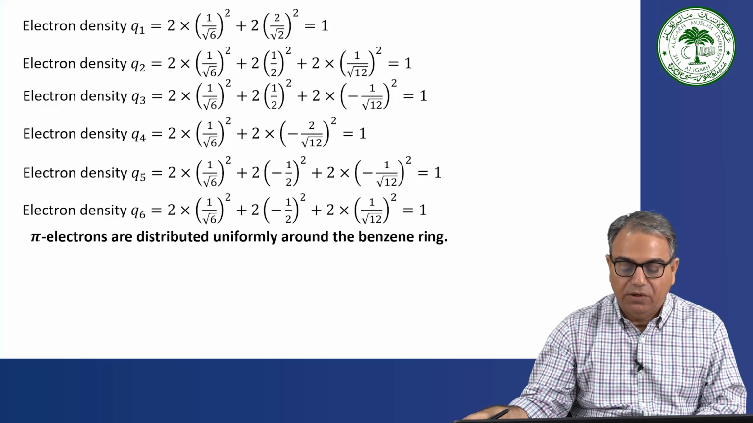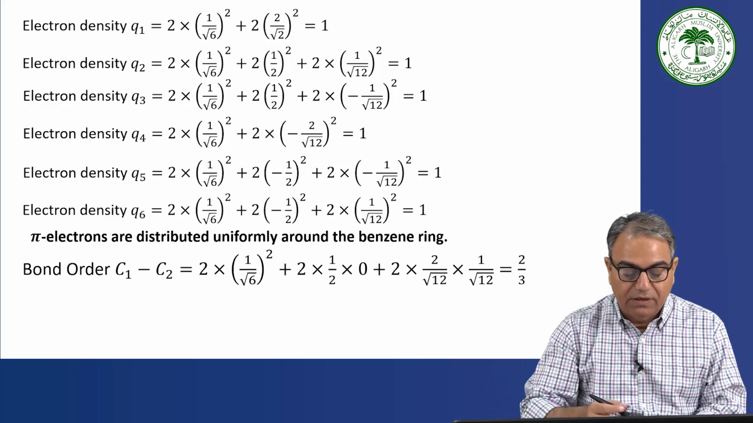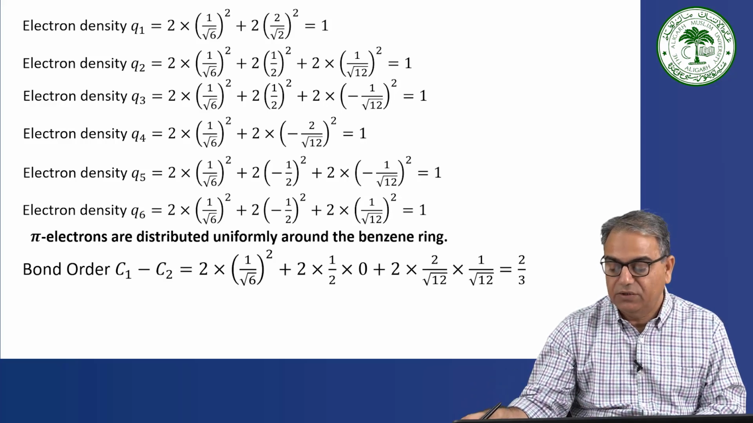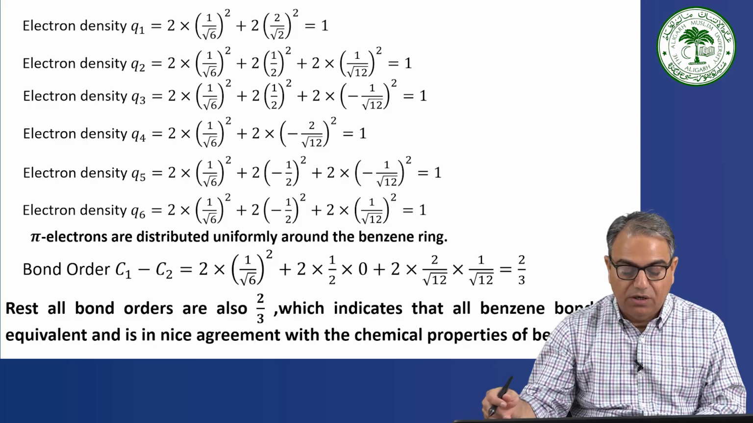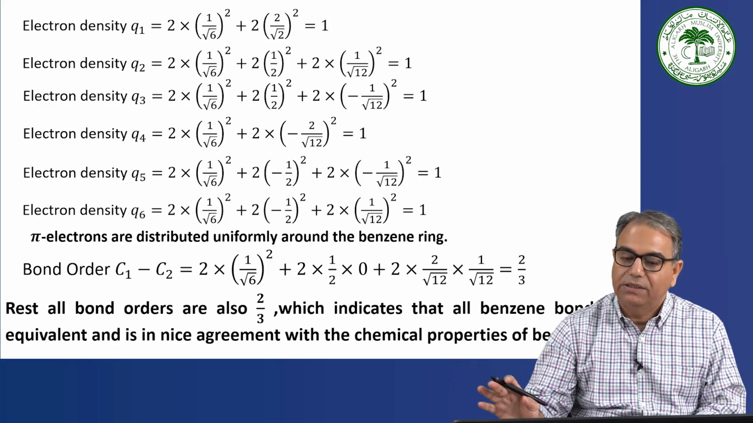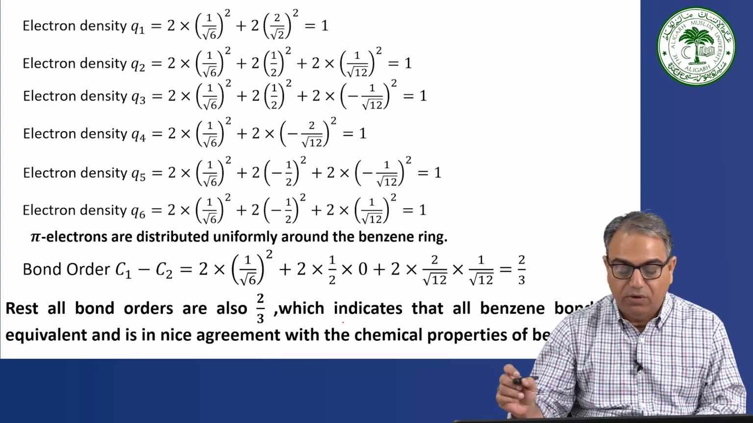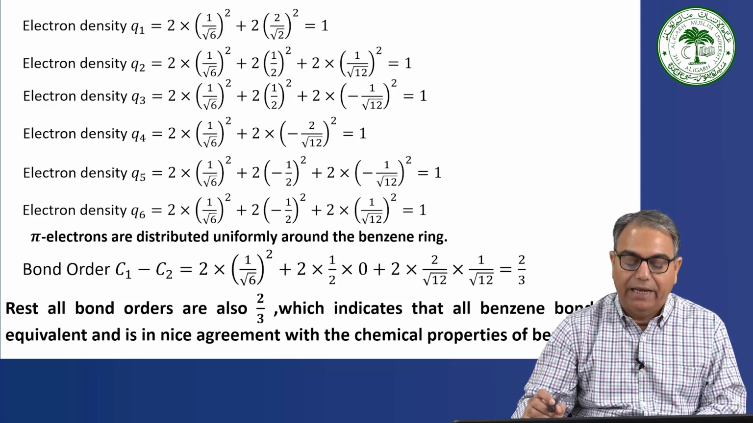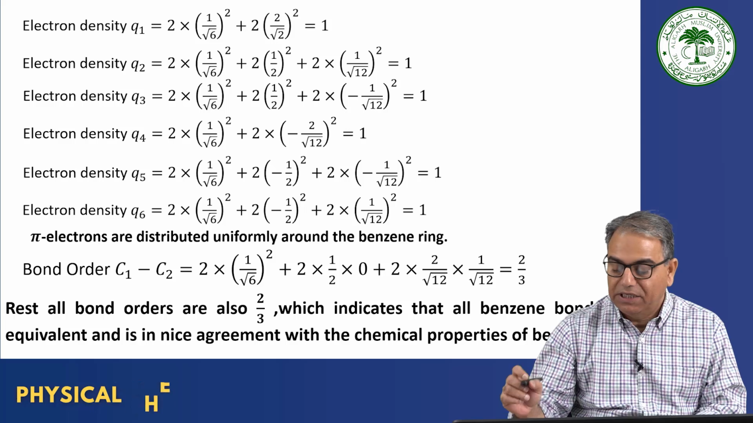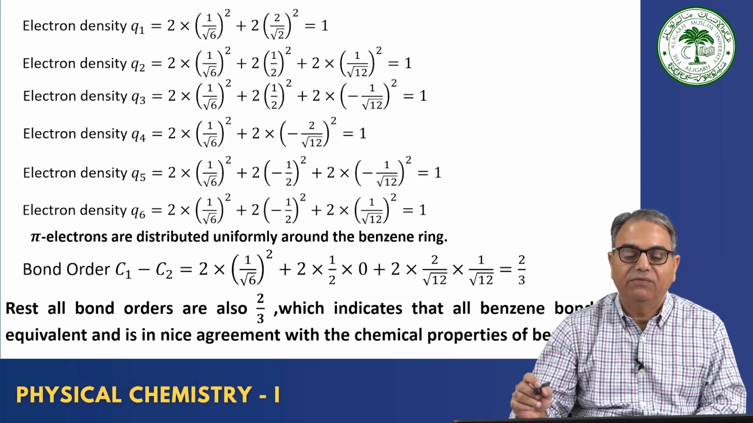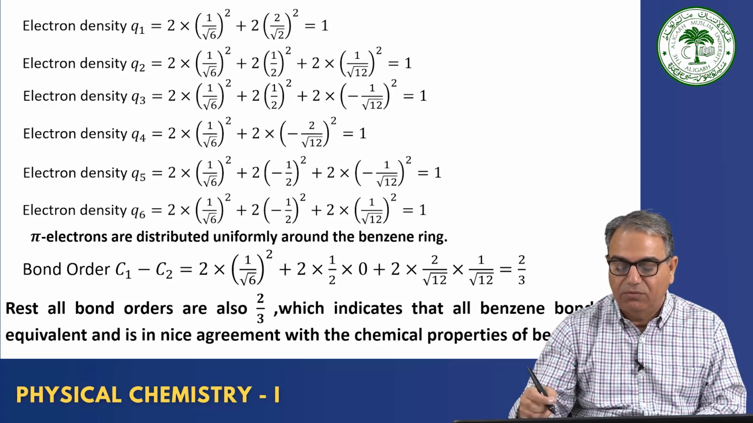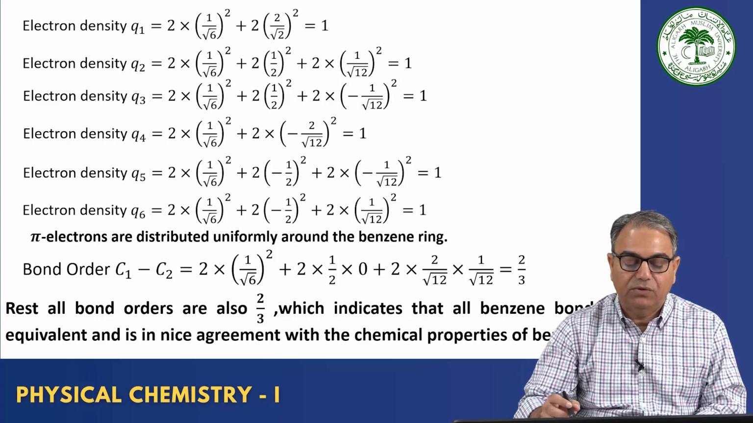If you calculate the bond order, then the bond order for C1 to C2 I have calculated is equal to 2 by 3, and the rest of the bond orders are also 2 by 3, that you can calculate. One example I have given you, which indicates that all bonds in the benzene ring are equivalent, and this is in nice agreement with the chemical properties of benzene, because then we say that all the hydrogen atoms present in benzene are equivalent because all bonds have equal bond order, and even the pi electron density is very uniformly distributed.